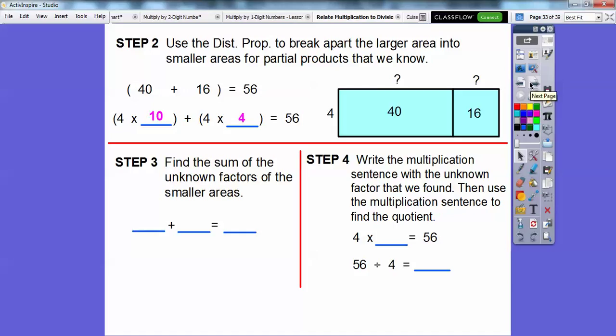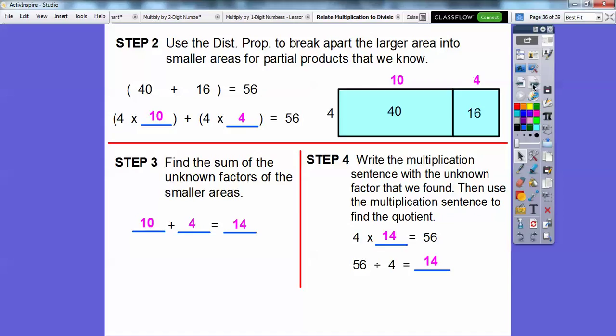So find the sum of the unknown factors of the smaller areas. All right, so we're going to find the sum of these guys. 10 plus 4 equals 14. So this whole length is 14. So that means 4 times 14 is going to equal this 56 right there. Okay, so in other words, 56 divided by 4 is going to give us 14. All right, let's try that again, you guys.